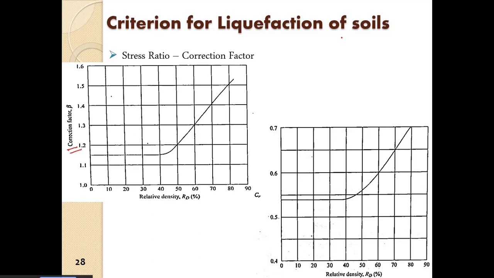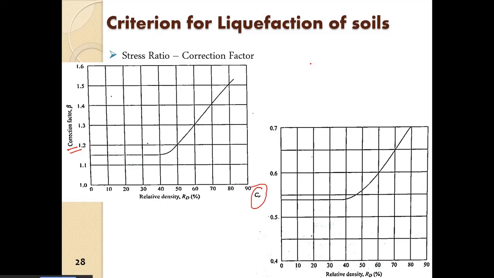the laboratory estimates of the cyclic stress ratio were significantly high, a little bit higher than in the field. So in the field, to correlate the two, that is to correlate the results from the simple shear to the field condition, a correction factor was given, which is beta, and similarly for the triaxial condition also a correction was given, which is called the CR.